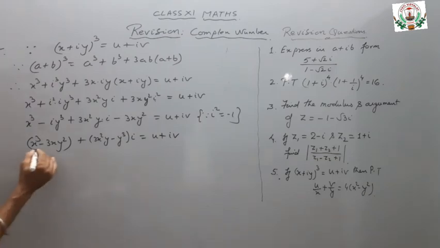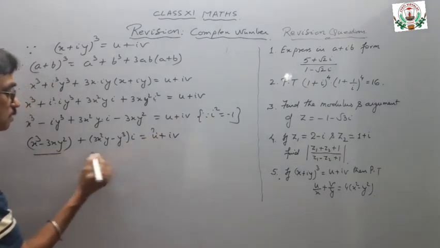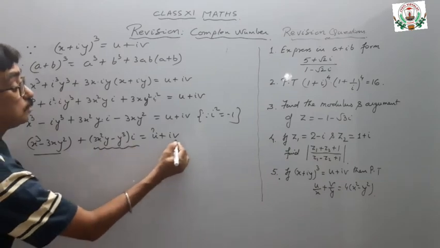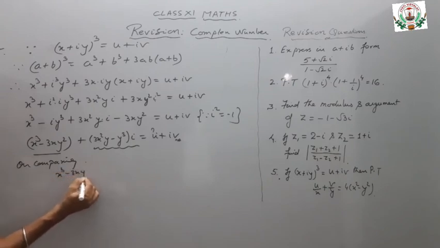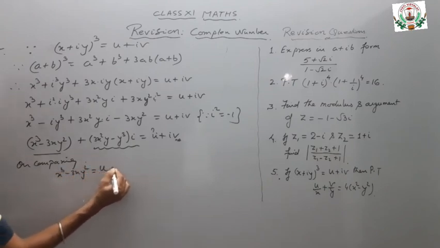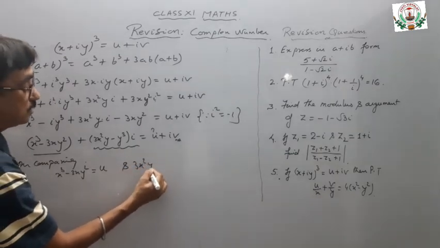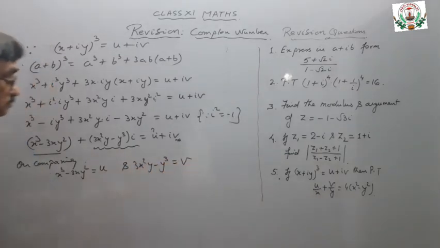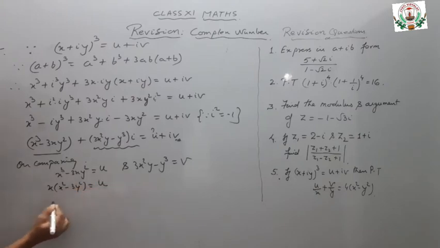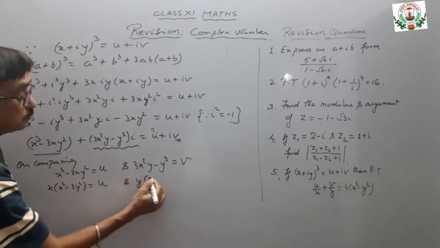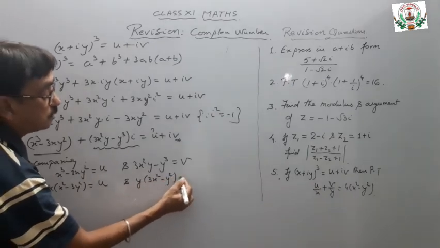Now we can compare this real part to this real part, and we can compare this imaginary part to this imaginary part. Okay, so on comparing real and imaginary part, x cube minus 3xy square is equal to u, and 3x square y minus y cube equals to v. Can we take x common from here? Yes. So x square minus 3y square equals to u. And here also we can take y common, 3x square minus y square equals to v.